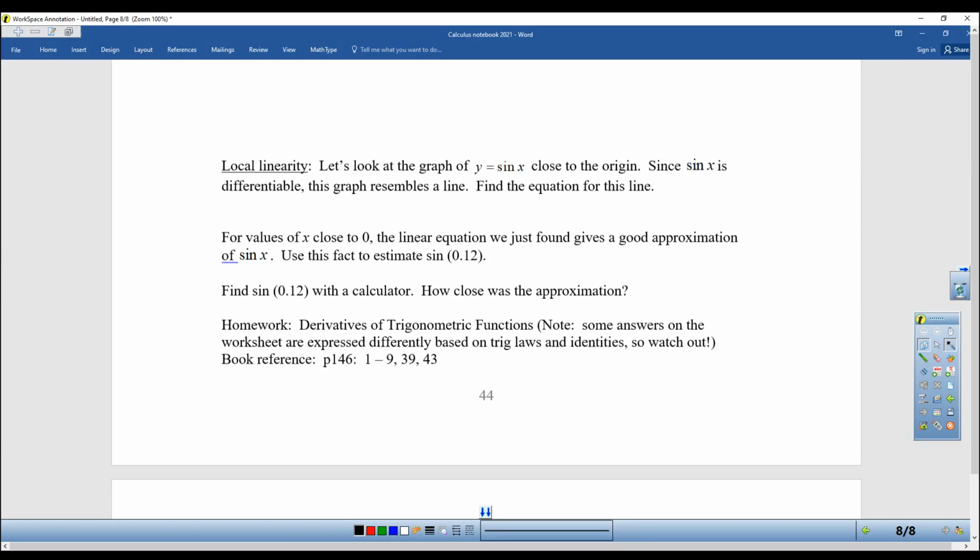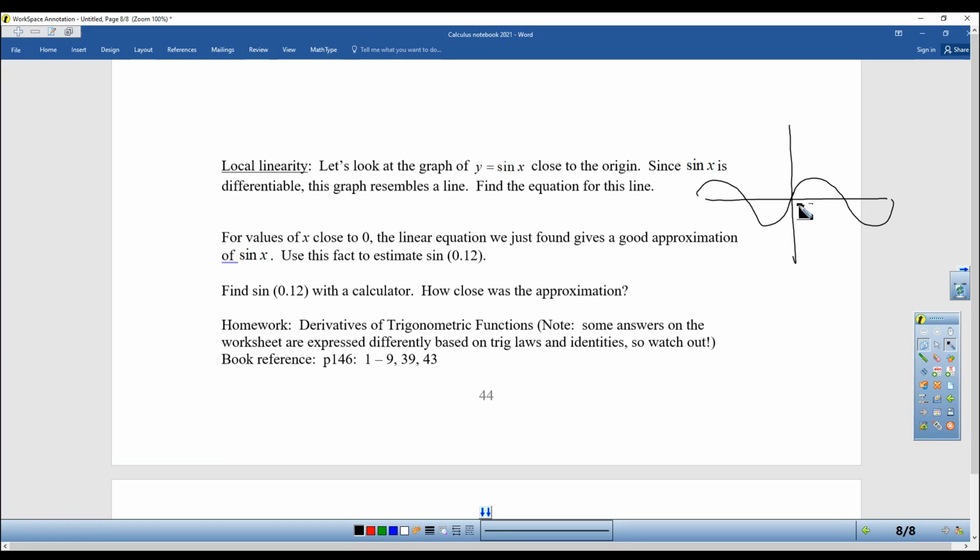All right, a little bit of theory. Instead of teaching days and days of theory, I'm just going to throw in 5 minutes every once in a while. It's going to look unrelated, but I'd rather do it in small doses. Let's look at the graph of sine of x close to the origin. So sine looks like this.